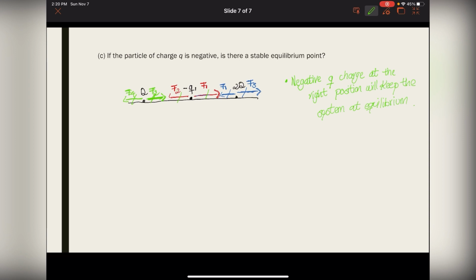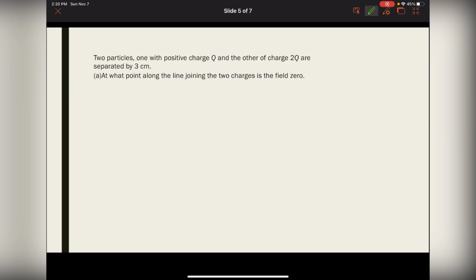Okay, let's go back to part A. In part A, we're gonna redraw everything.